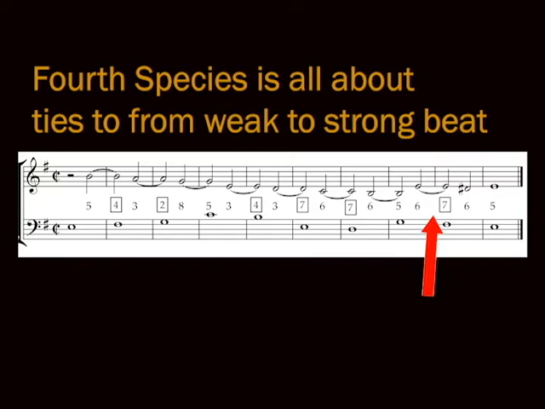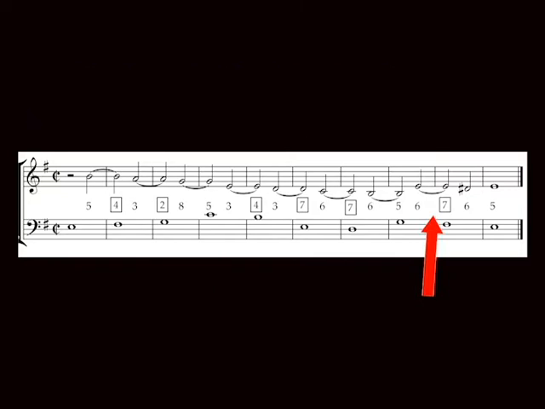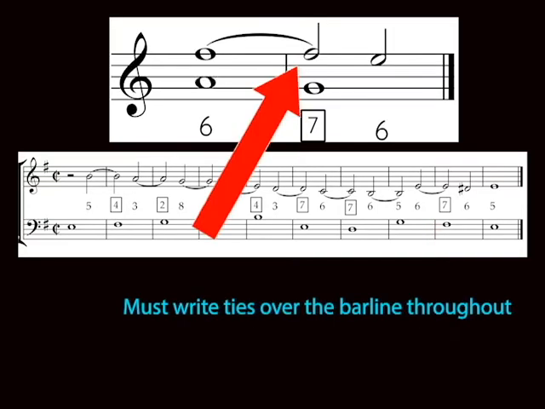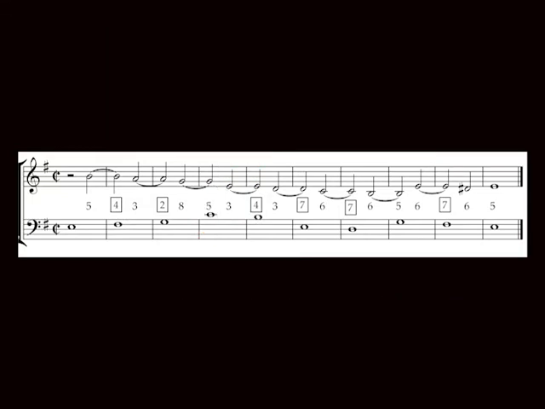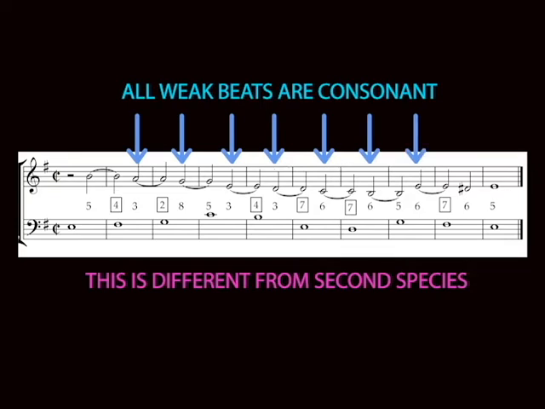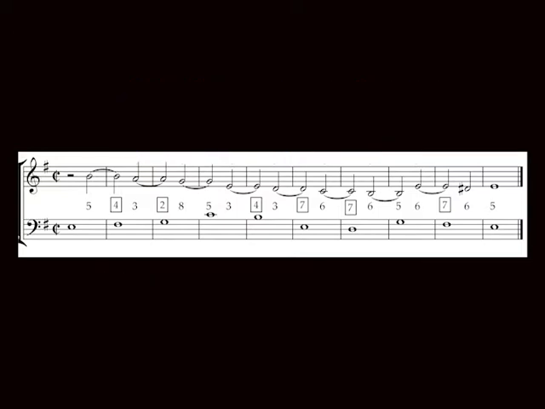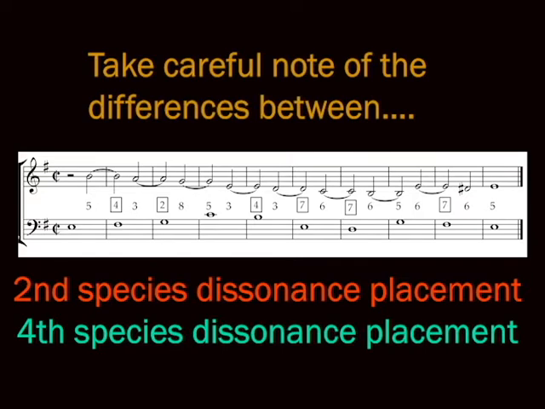So one of the most important rules of fourth species is that every second note of the measure is tied to the first of the subsequent measure. You must write ties over the bar line. Another thing that makes this different than second species is that all weak beats, or second notes of each measure, must be consonant. Now remember, in second species they could be consonant or dissonant, but that's not the case in fourth species. Let's take a listen to this exercise.